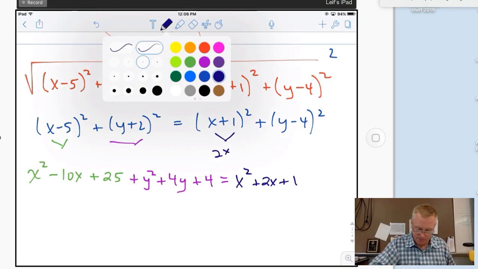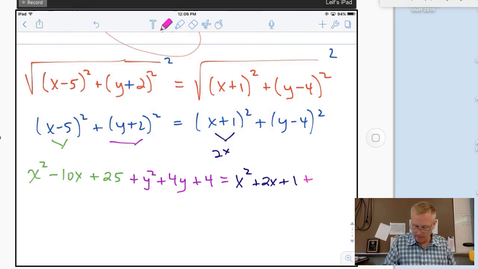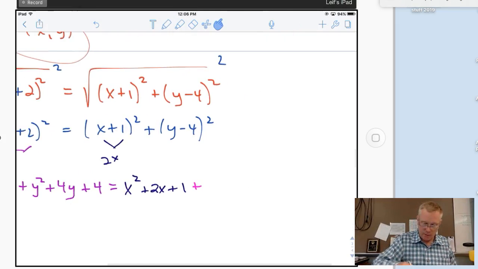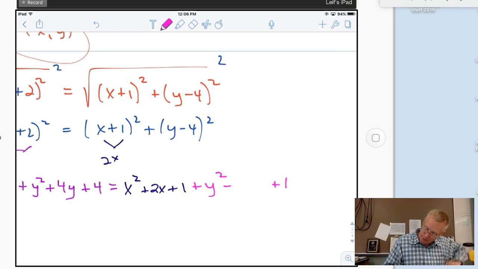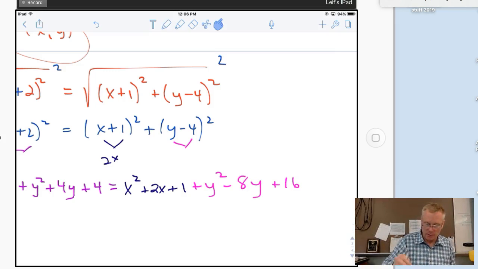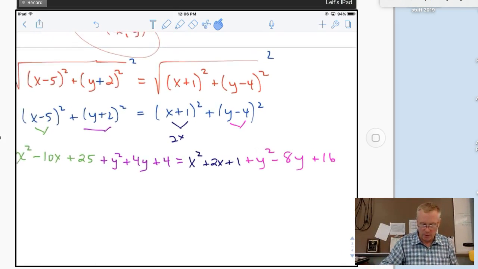All right, last one. (y minus 4) squared, so that's y squared minus and plus. 4 squared is positive 16. y times negative 4 is negative 4y. Negative 4y doubled is negative 8y. And there's my middle. All right, so, whew, man, I got a big equation.